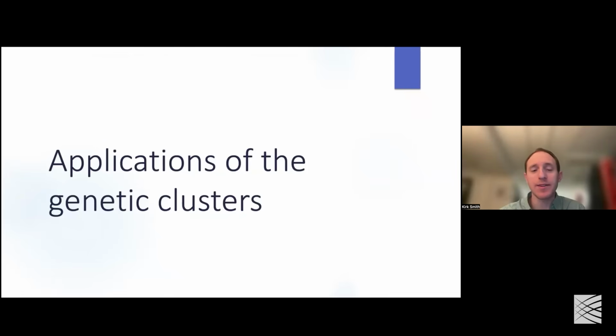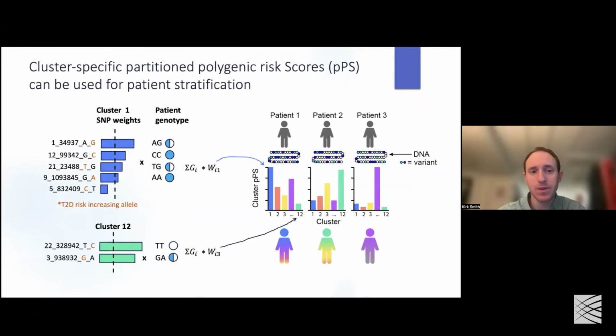All right, so I'll now get into applications of the genetic clusters. Probably the most useful downstream analysis we can do with these clusters is generating cluster-specific partition polygenic risk scores, or cluster PPS. The steps for doing this are very similar to what would be done for a full disease risk score, such as a T2D PRS. As we discussed earlier, we start by defining each cluster's variant set, shown here with the blue bars for cluster 1. So this includes any SNP that was above the weight cutoff for that cluster.